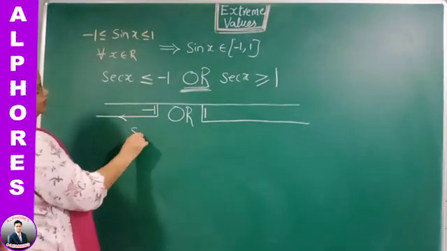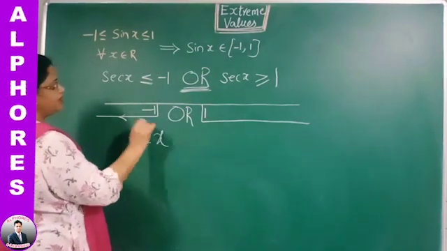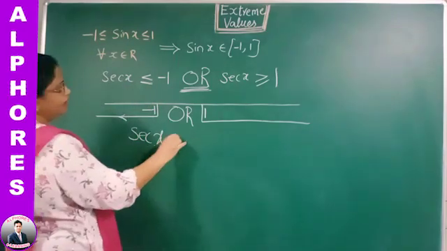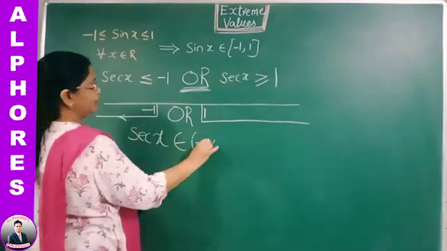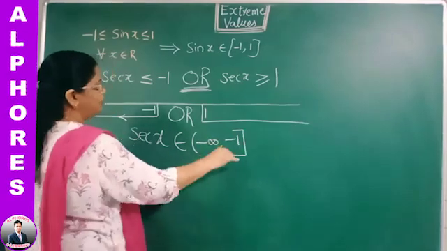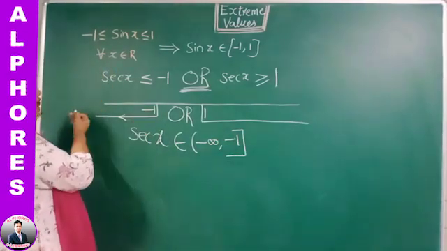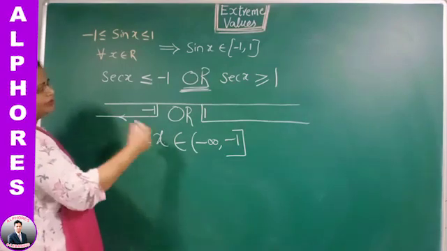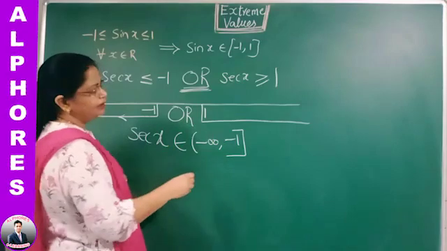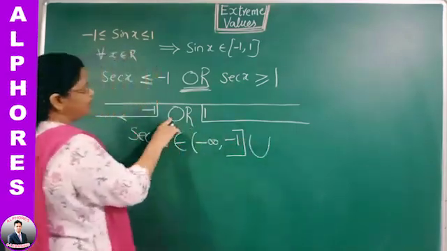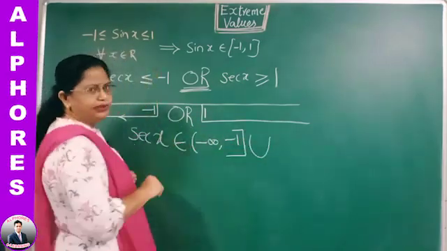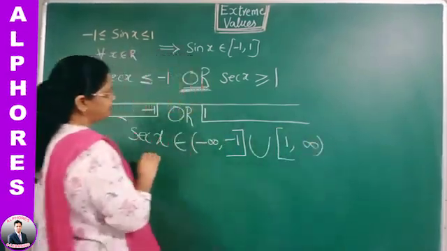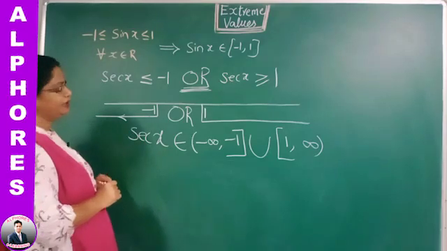Then how do we write it as an interval like this? It is not the x value, it is the total secant function. Secant x belongs to minus infinity comma minus 1, because it is going towards this side with no other limit, up to minus infinity. So it is minus infinity comma minus 1, union. Whenever "or" is there, we represent it as union. It is again 1 comma infinity. In this way we represent the secant x value.